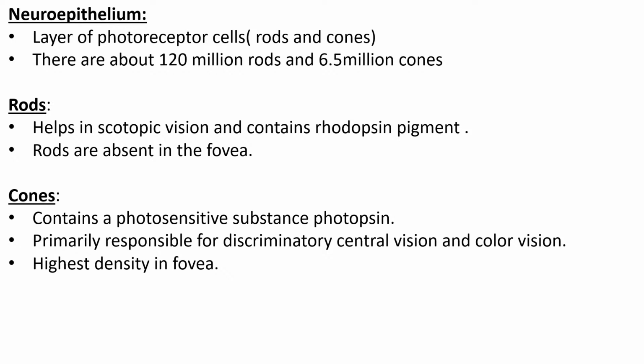Neuroepithelium layer: it contains photoreceptors, rods and cones. There are about 120 million rods and 6.5 million cones. Rods help in scotopic vision and contain rhodopsin pigment. Rods are absent in the fovea. Cones contain a photosensitive substance, photopsin, primarily responsible for discriminatory central vision and color vision. Highest density in the fovea.